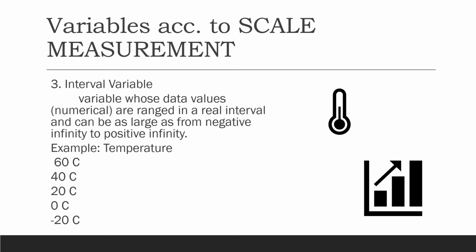The next one is our variables according to scale of measurement, the interval variable. A variable whose data values are numerical, ranged in a real interval, and can be as large as from negative infinity to positive infinity. And a good example for this is the temperature. So we do have 60 degrees Celsius, 40 degrees Celsius, 20 degrees Celsius, 0 degrees Celsius, and negative 20 degrees Celsius.